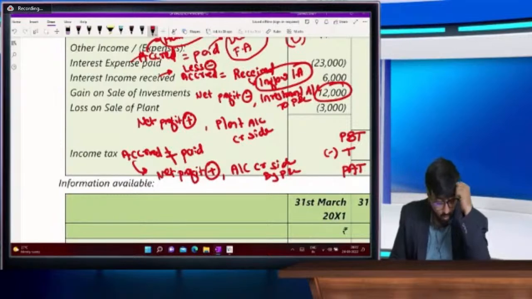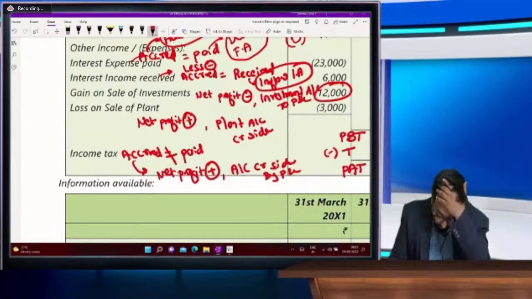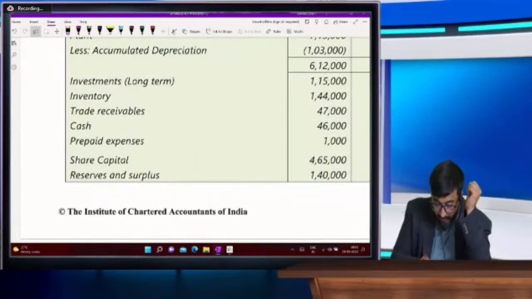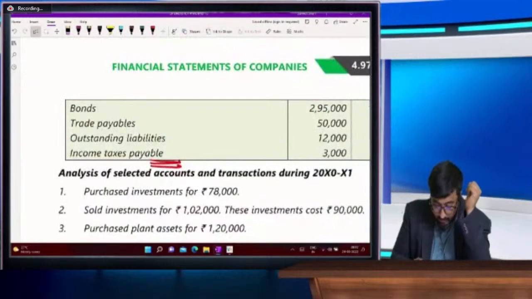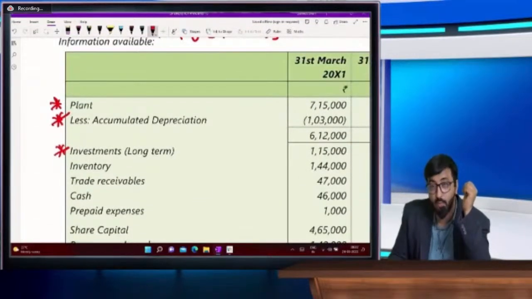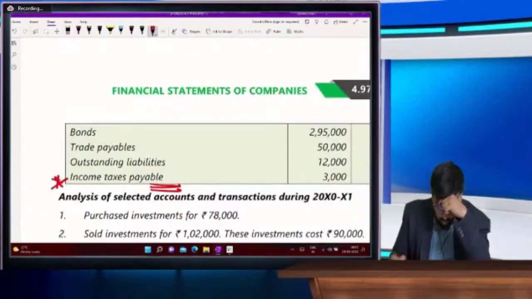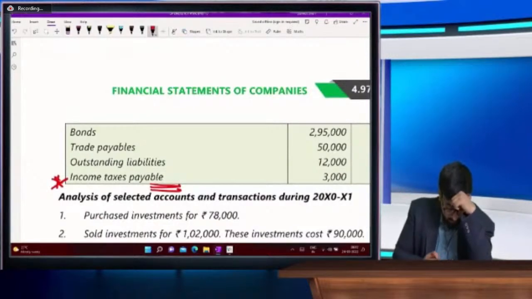Second effect will go in account. Second effect is in account. Income tax account, plant account, we will write. Investment account we are going to open. So which account do we have to mandatorily open? Investment. Then we have to open plant. If plant is open, AD is also open, so give star marks. Then income tax account is also open.